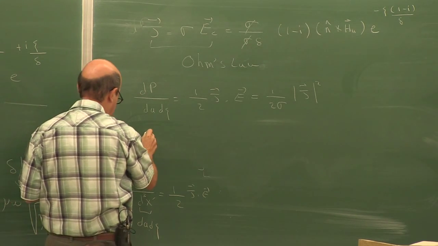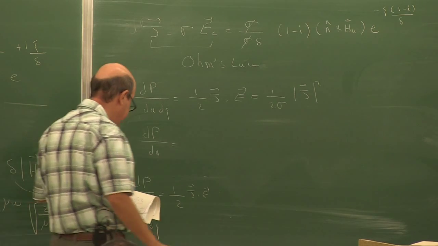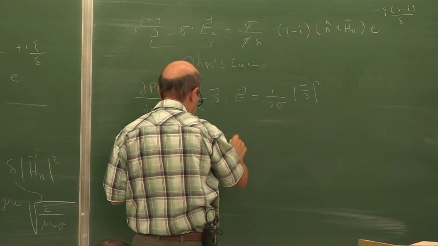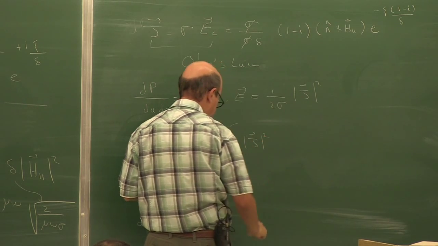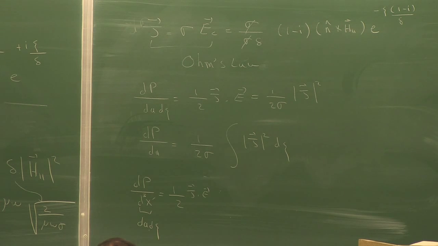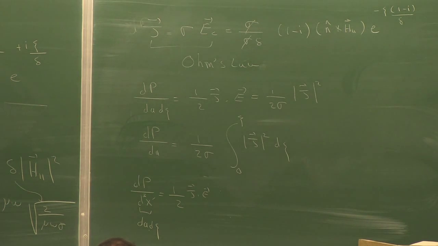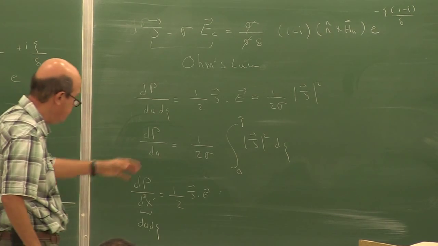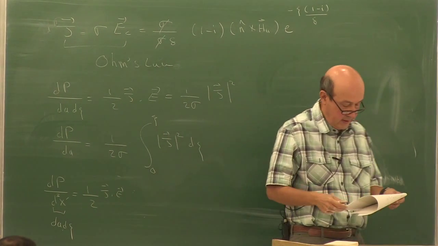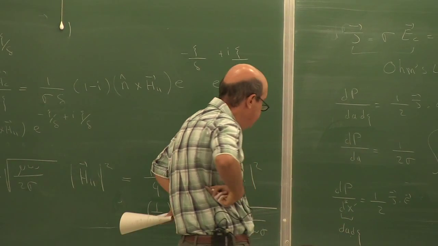And power loss per area due to the ohmic losses will be the following: 1/2 conductivity times the absolute value of the current density squared, integrated over xi. And the integration range is from the surface to infinity. But we know that the fields will decay exponentially. So basically, this will be the power loss per area. I know the current density, I can substitute that, and I can take the integral easily. So maybe I can do it quickly at the moment, then we can give a break.